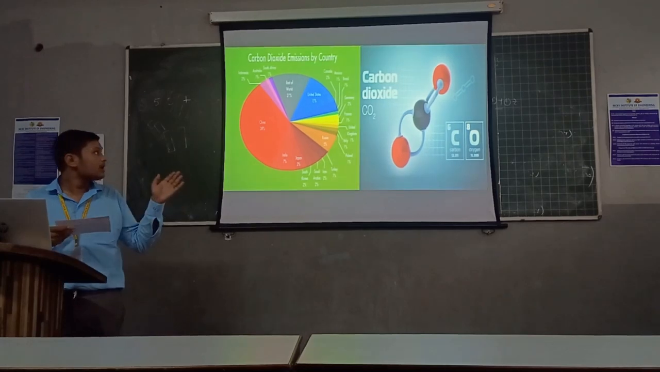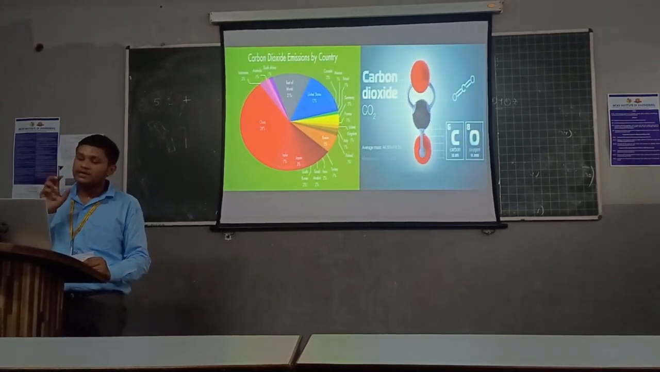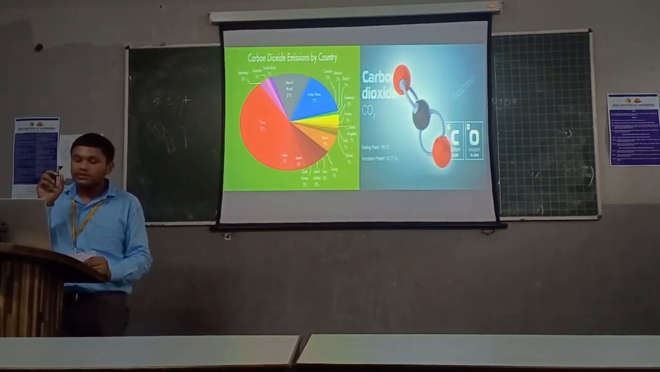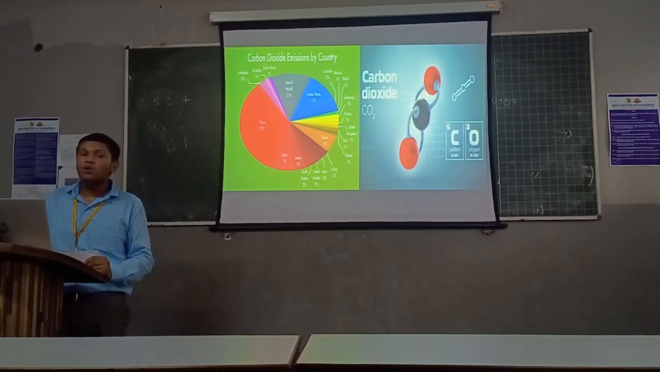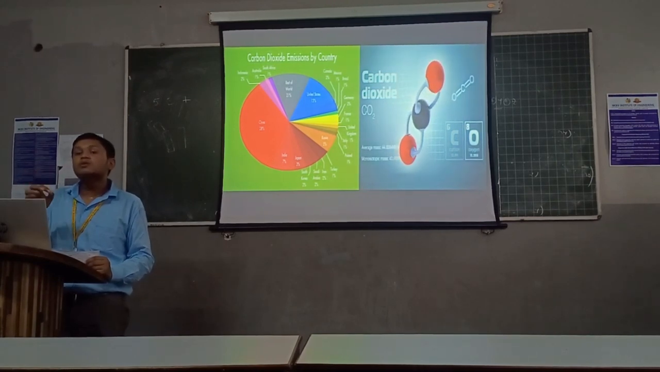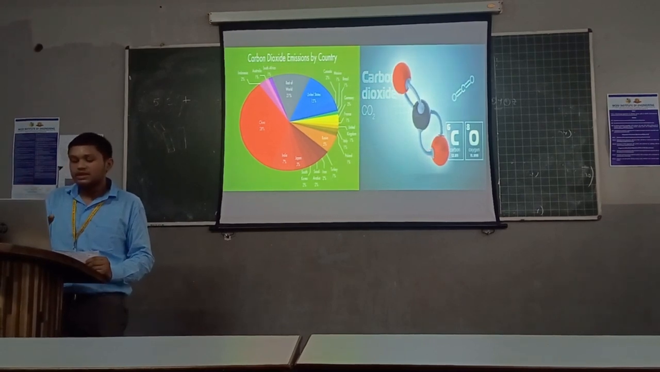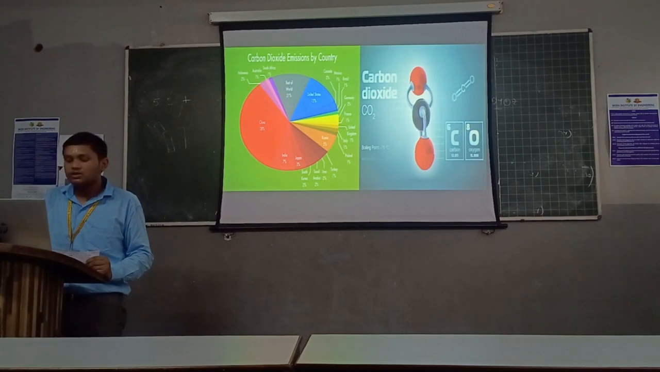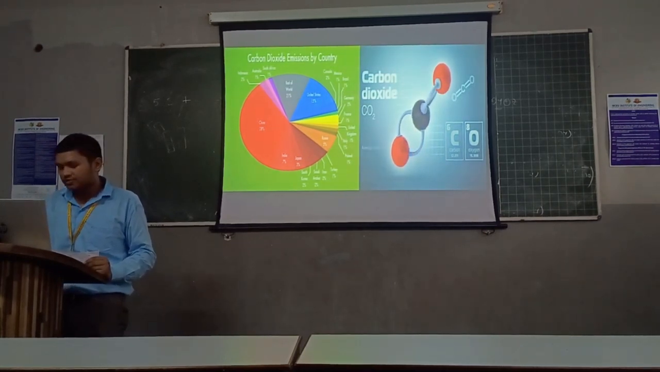Now there is a pie chart here that states the carbon dioxide emissions by country all over the world. In this pie chart, we can see that 20% of global carbon dioxide emission is caused by China, because we all know that in Asia, China is the major country which produces electronics and other equipment. So they contribute most of the carbon emissions. Then we can see rest of the world 21%, after that United States, and after that India, Japan, and so on.